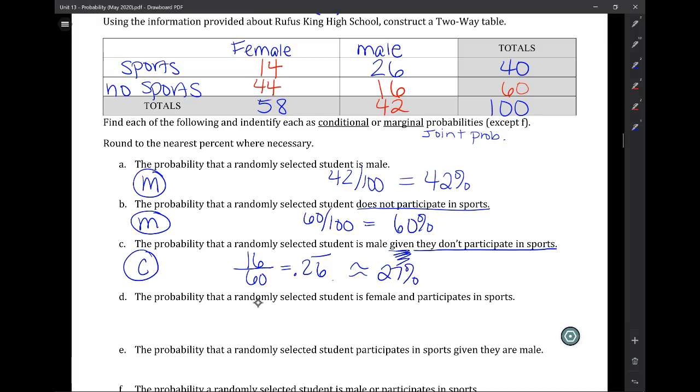The probability that a randomly selected student is female, and when you see the word and, that is a joint probability. That's where two categories come together. So female and sports. There are 14 females that play sports. So 14 out of the total 100 would give me 14%.